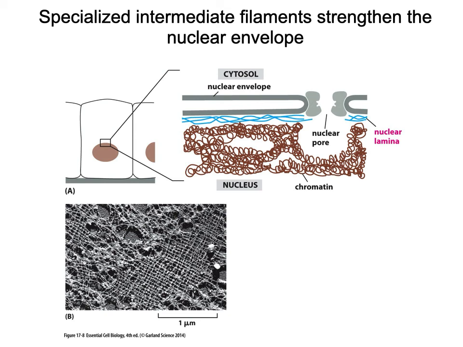Okay. But as here, you can see that there's this underlying layer of these filaments throughout the nuclear envelope. And again, it allows for there to be a framework, a mesh in order for the nuclear envelope to keep the structure of the nucleus.